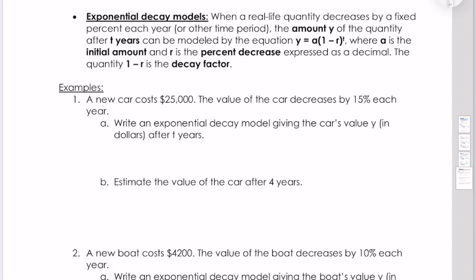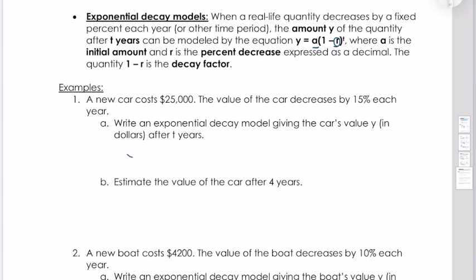Alright, exponential decay models are similar to the exponential growth models, but now we're going down. So we have this formula y equals a times (1 minus r) to the power of t, and a is our initial amount, and r is now the percent decrease instead of increase.